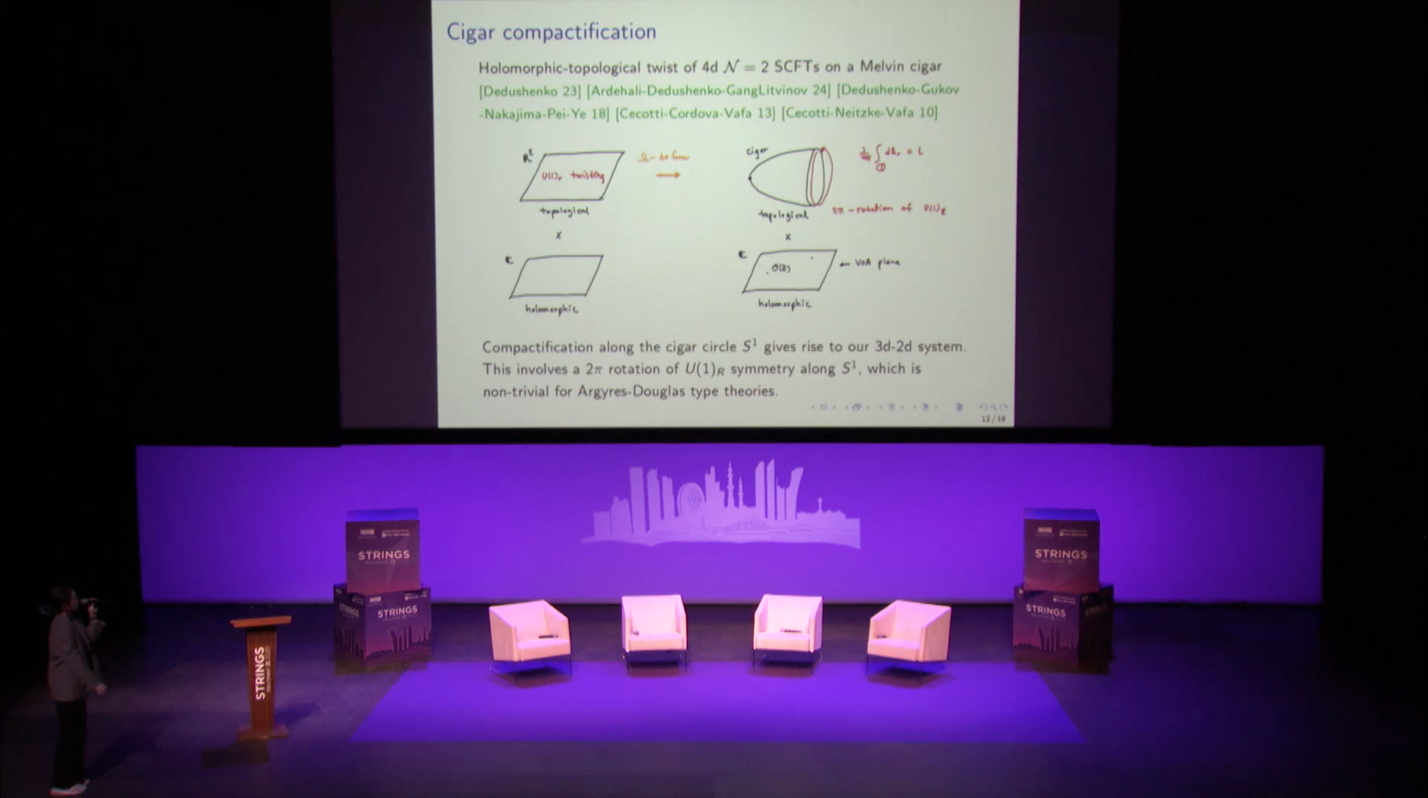And the compactification along the cigar circle, the S1, the red circle above, gives rise to our 3D-2D system where the tip of the cigar now becomes the boundary of the 3D theory. Now what's interesting is that because of this U(1)_r twisting that we are making in the topological plane, on the cigar side it involves a non-trivial 2 pi rotation of the U(1)_r symmetry along S1. Of course, this is a 2 pi rotation, so this extra twisting is trivial for the Lagrangian type theories where all the Coulomb branch operators have integer R charges, but this extra twisting is non-trivial for theories that contain Coulomb branch operators with fractional R charges. So in particular, these are non-trivial for Argyres-Douglas type theories.